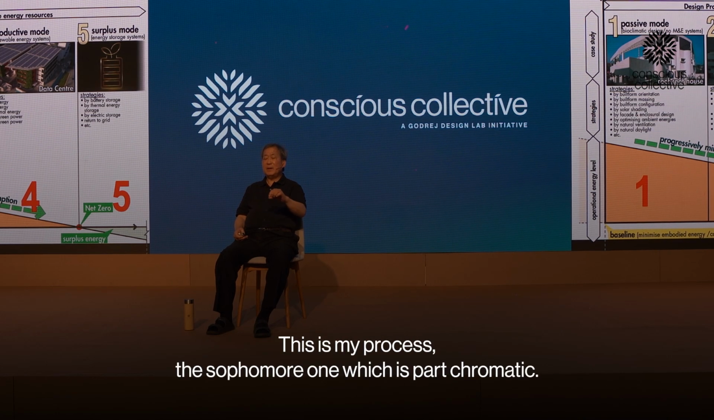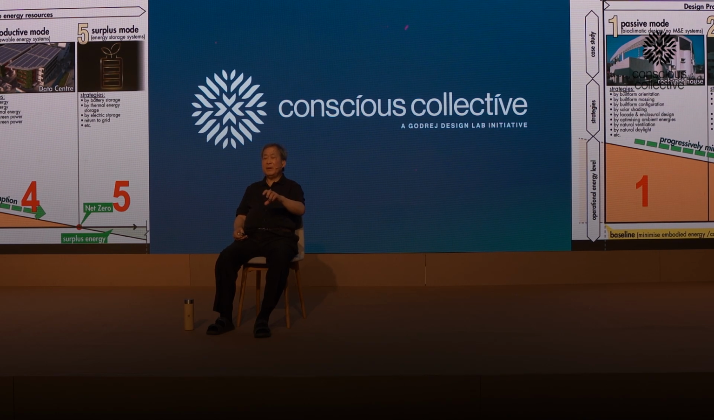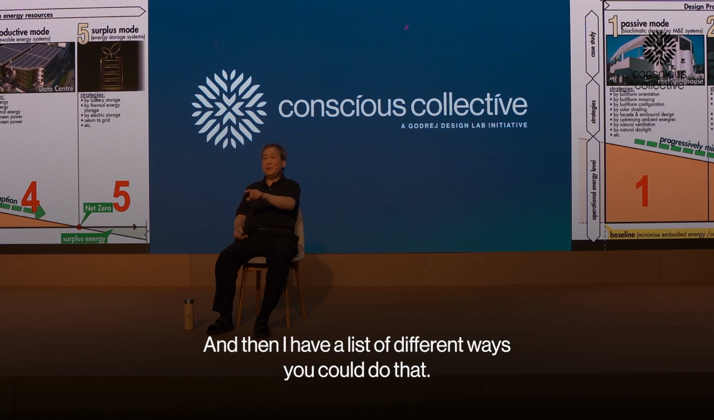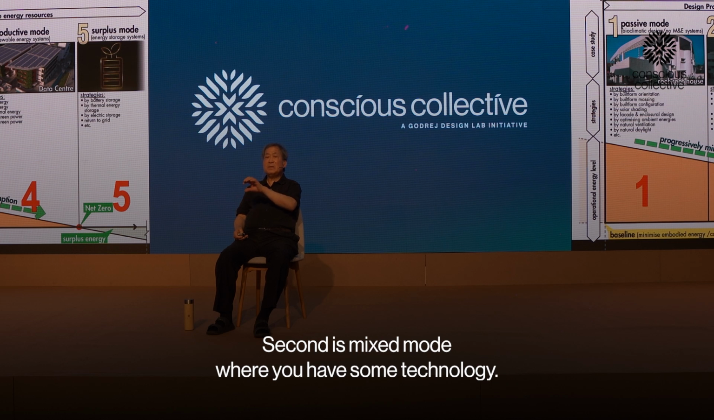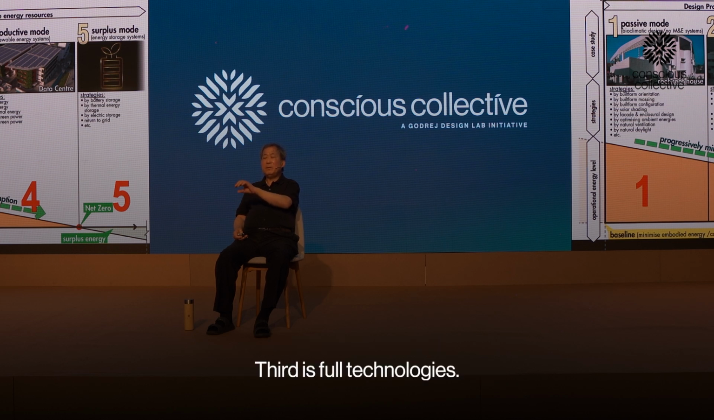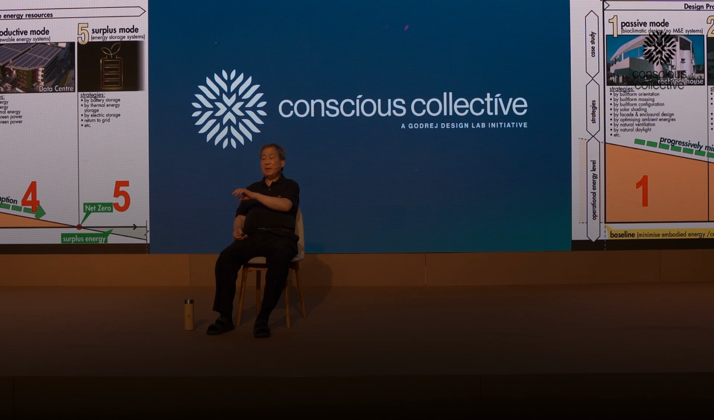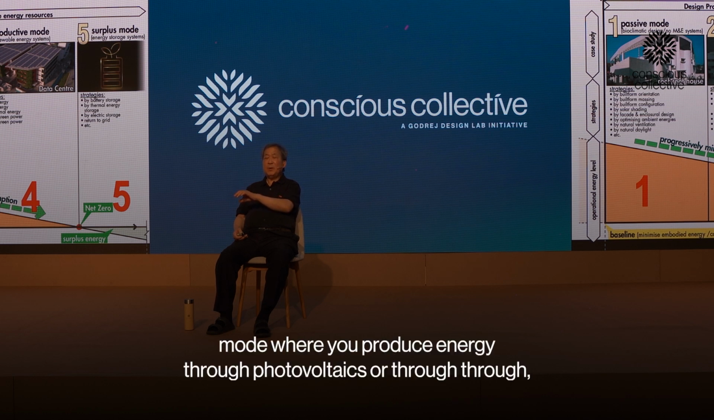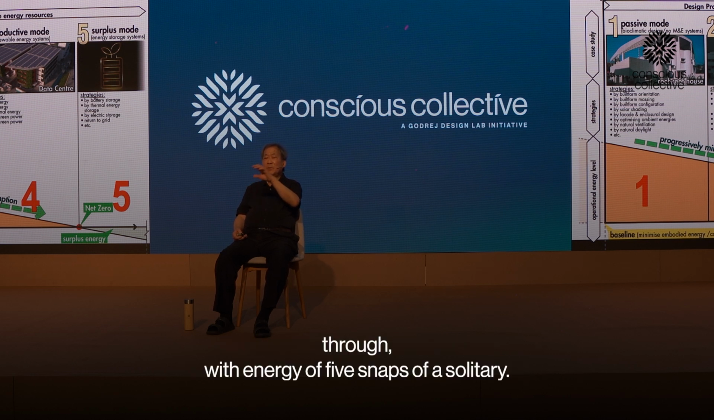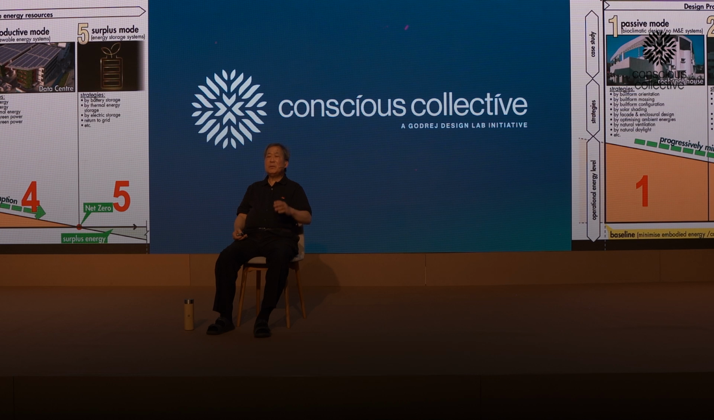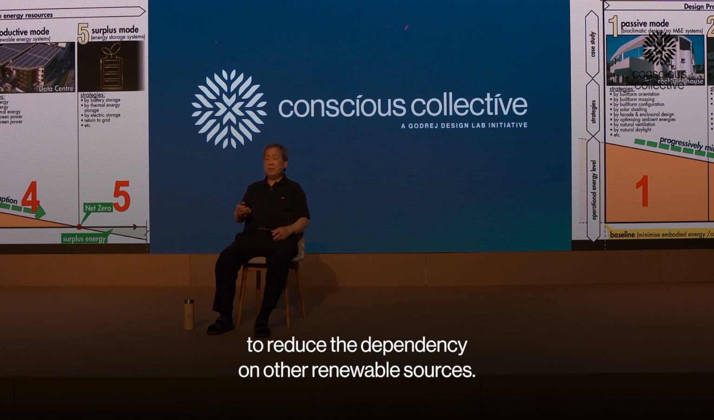Now, people talk about designing a net zero energy building. This is my process. You start from one, which is bio-climatic. Now, here you respond to the climate, and there I have a list of different ways you could do that. Second is mixed mode, where you have some technology. Third is full technology systems, where it has to be smart and low energy. Fourth is productive mode, where you produce your energy through photovoltaics or through wind energy. And five is net surplus energy. In a nutshell, this is the process for designing net zero energy to reduce the dependency on non-renewable resources.